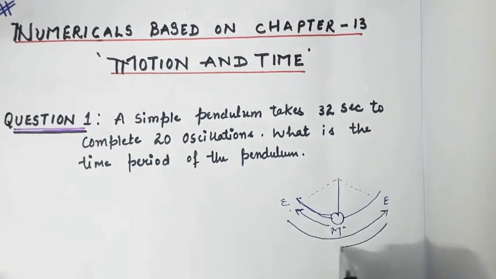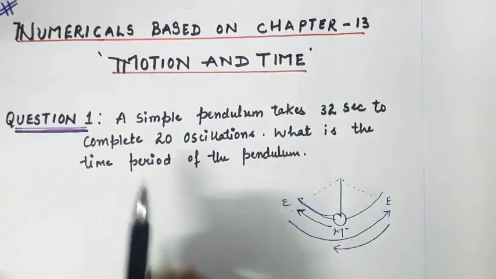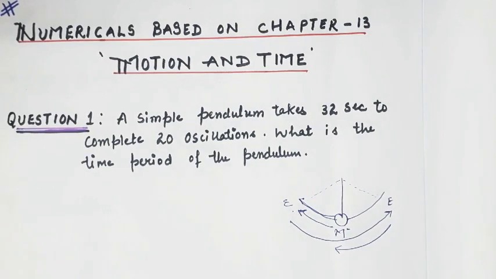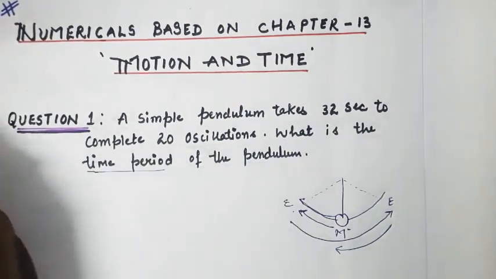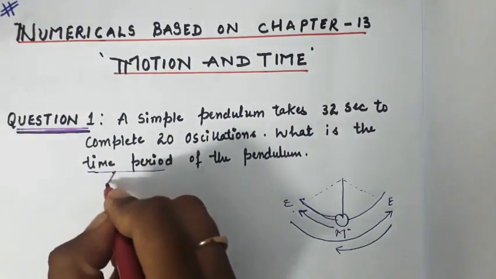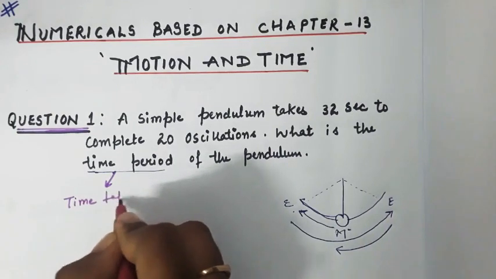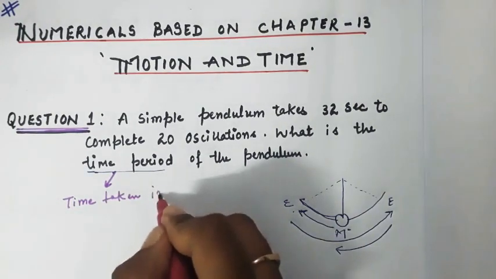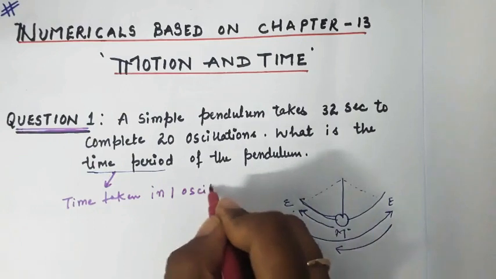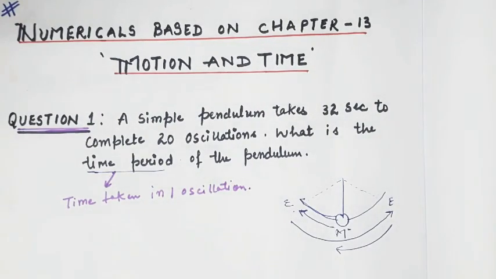One oscillation. And what they said, what is the time period of the pendulum? Here the time period means what? Time period means the time taken in one oscillation. Okay, so how to solve this question? So here is the solution to solve this type of question.